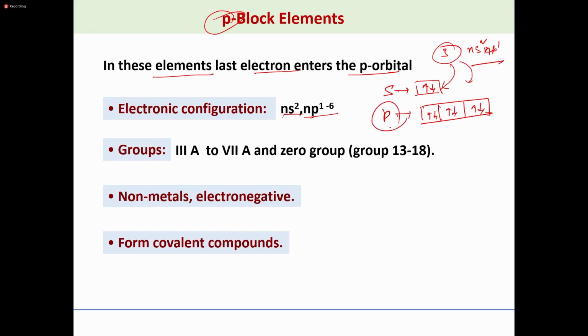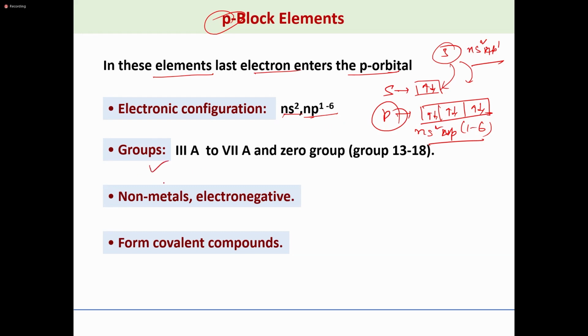The p orbital can have 6 electrons. That's why the general electronic configuration is ns2 np1 to 6. For the p block, the s orbital will always be filled with these 2 electrons. For the p orbital, some elements will have 1 electron, or 2 electrons, 3, 4, 5, or 6 electrons. That's why the general electronic configuration is ns2 np1 to 6.